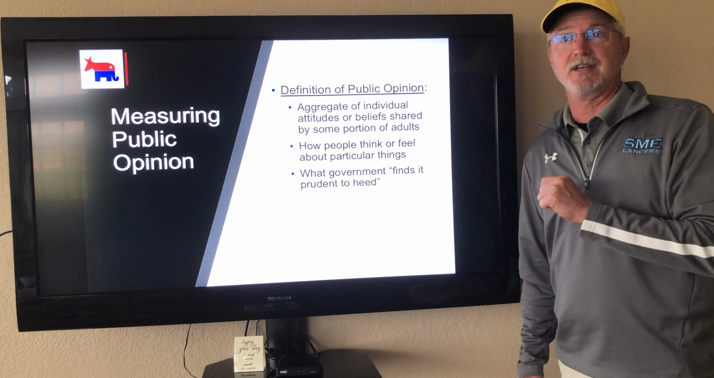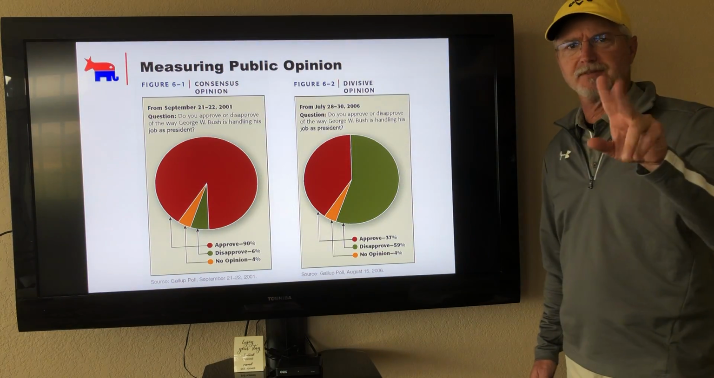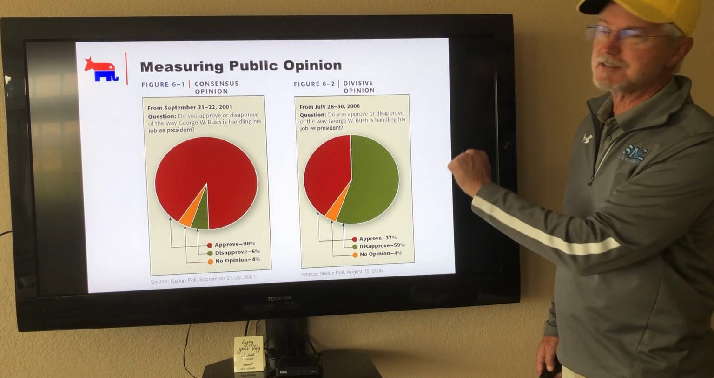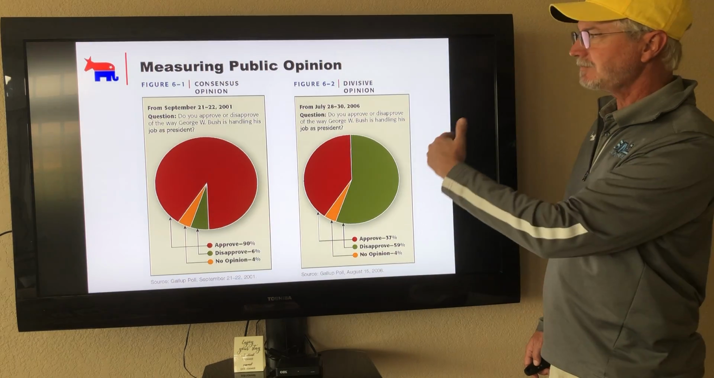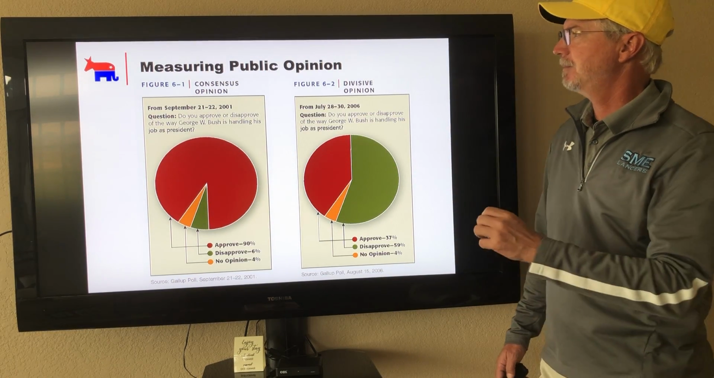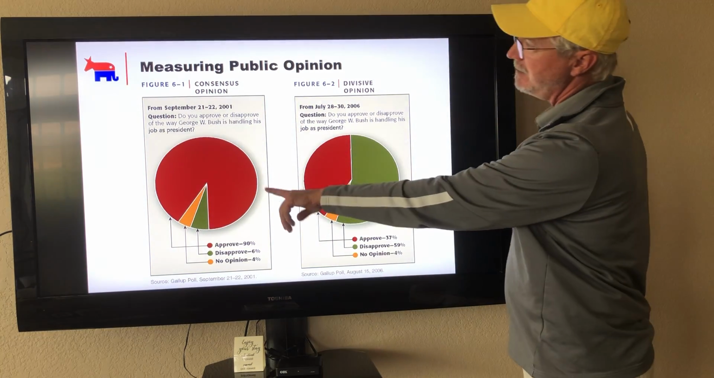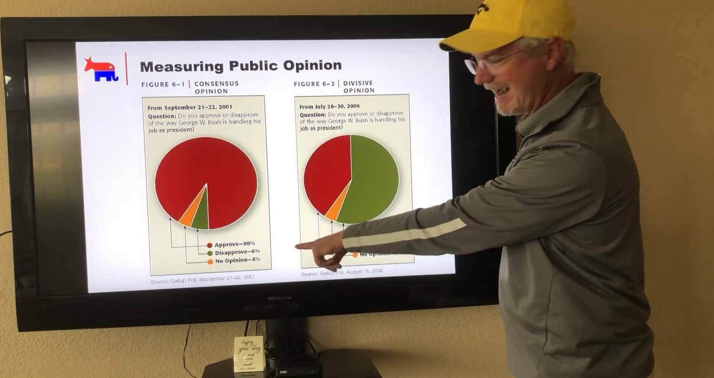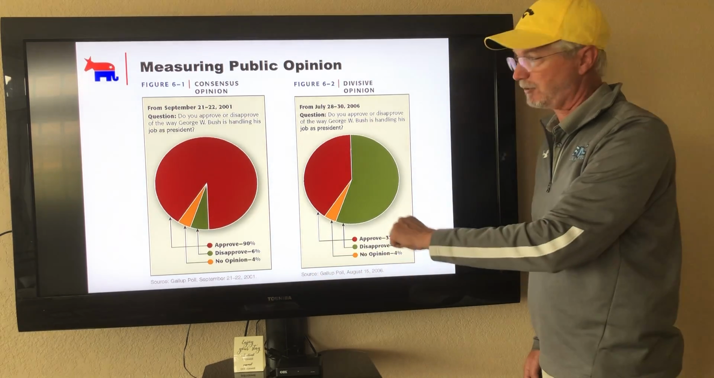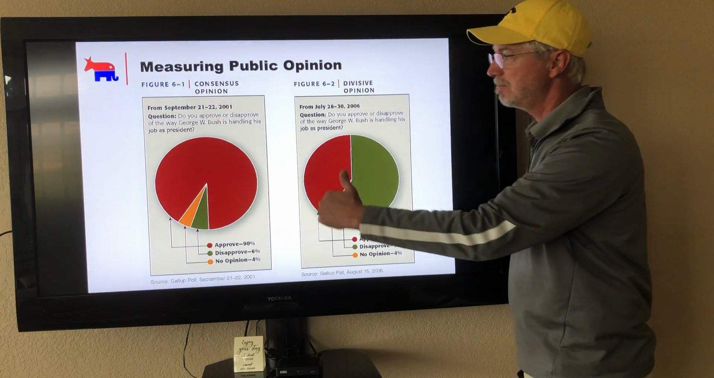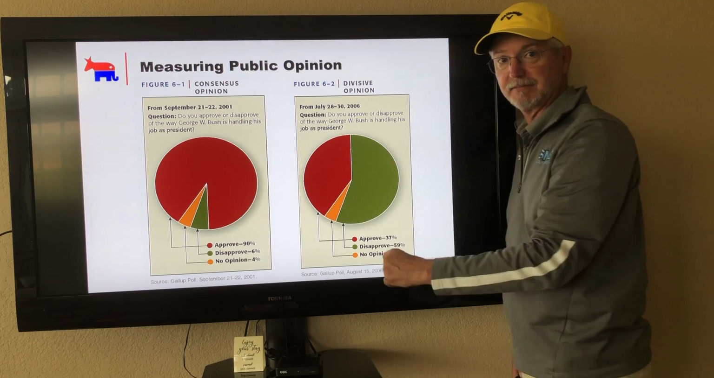So let me give you some examples of measuring public opinion. Okay, a couple of terms I need you to know. Consensus opinion and divisive opinion. So if we take, for example, a question, do you approve or disapprove of the way George W. Bush is handling his job as president? Over here, this is a consensus opinion. You have 90% of the people approving, while only 6% disapprove. So a consensus means that most people agree on something, right?